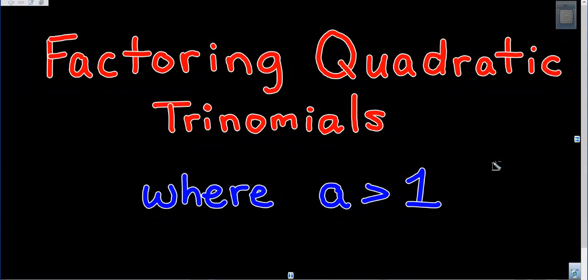In this video, we're going to be factoring quadratic trinomials where the a value is greater than 1. Now, there's a lot to unpack here. I want to be efficient with this, but I also want to be thorough.